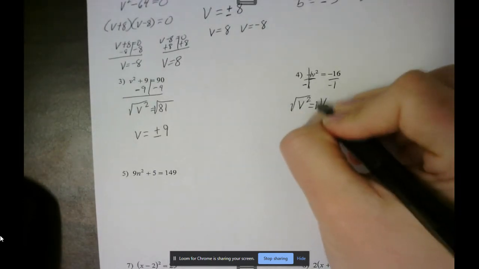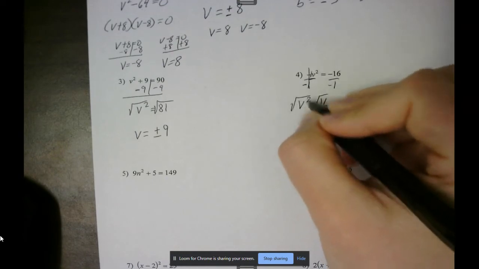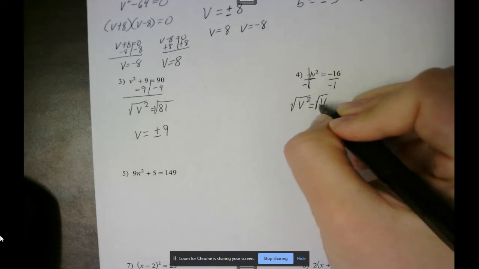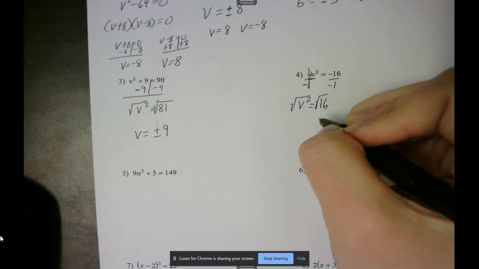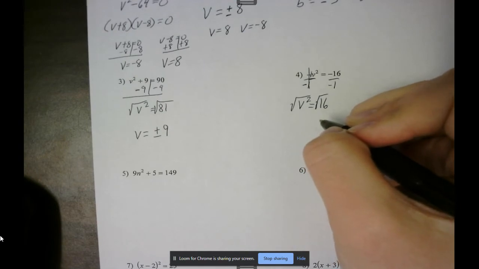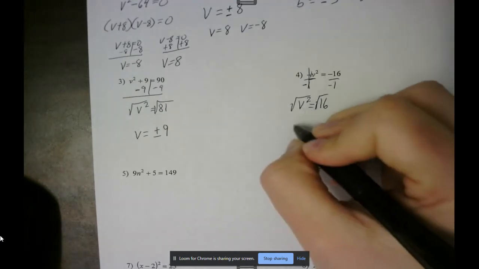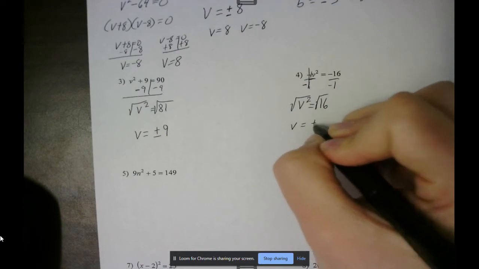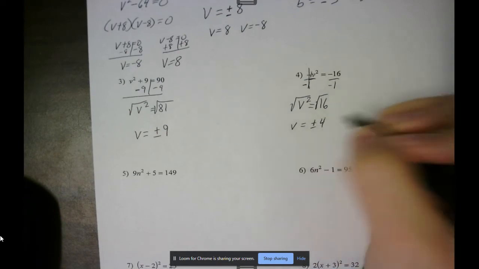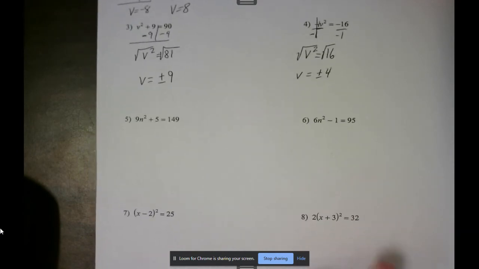Square root both sides. Okay, so if I can get the variable squared equals a number, then I can do this method. If you can't get that, then this method probably doesn't work. Okay? All right, so we end up with v equals plus or minus 4. All right? Any questions about that? Okay, as you can tell, as we move down the page a little further, they're getting a little bit more complicated, right?